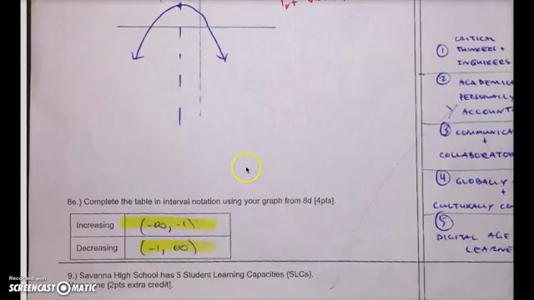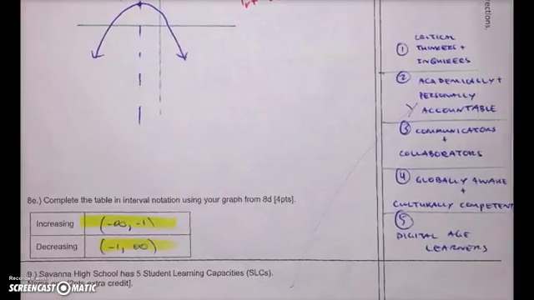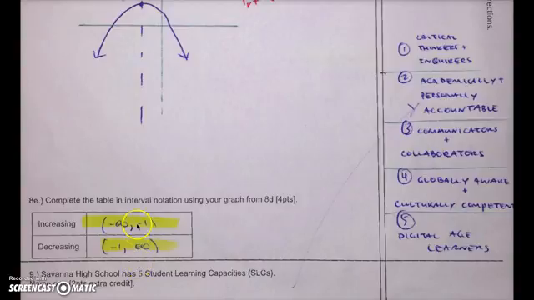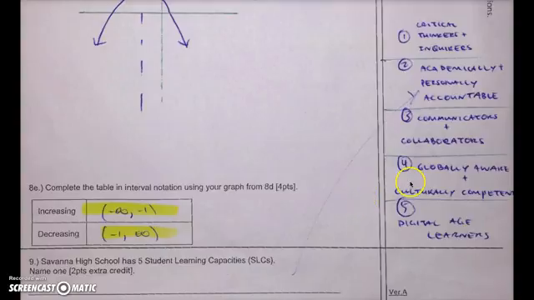Okay. Question number 9. All the seniors should know this answer. It says Savannah High School has 5 student learning capacities, SLCs. Name one of them. Here are the SLCs here, and we gave you partial extra credit, meaning 1 point if you got something like, if you wrote academically accountable, but if you got personal, then we give you 1 point.